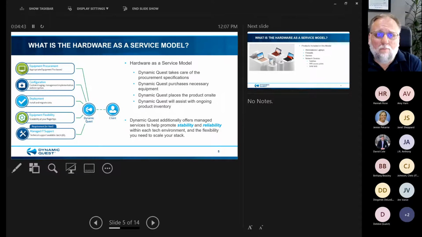Certainly, being able to get that device set up properly on your network is a huge component of hardware as a service. So not only are you getting the procurement side, you're getting it configured properly, imaged properly, and implemented, as well as installed and the data migrated. That's a typical installation model for hardware as a service. So it is a full, complete option.